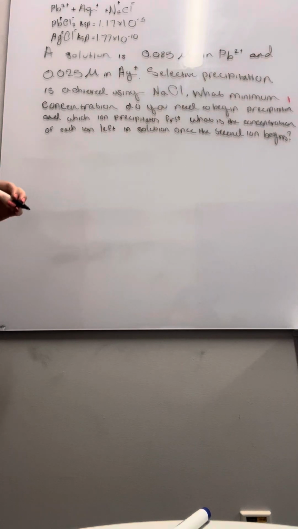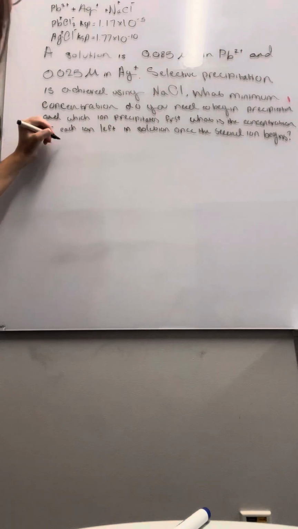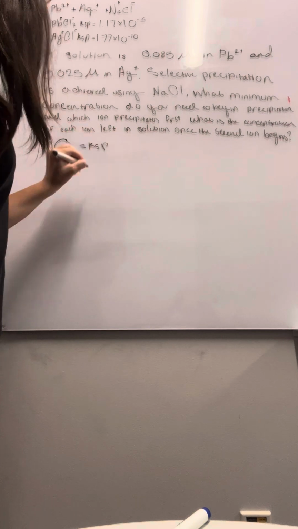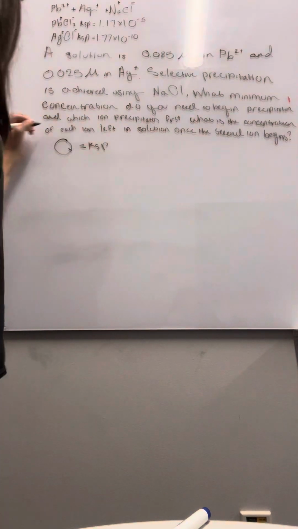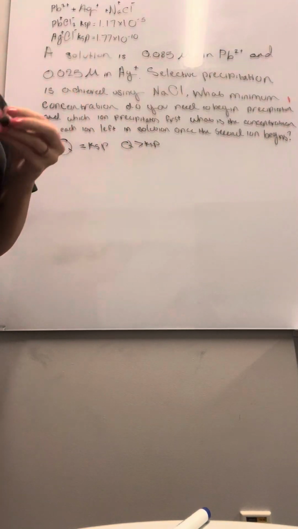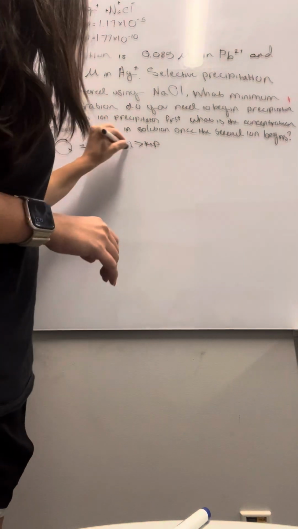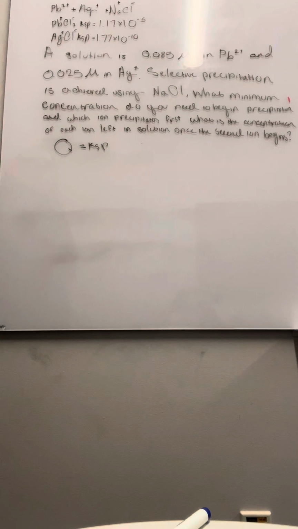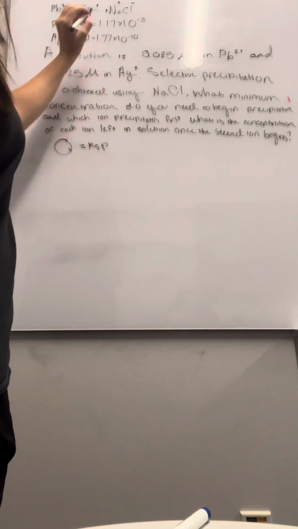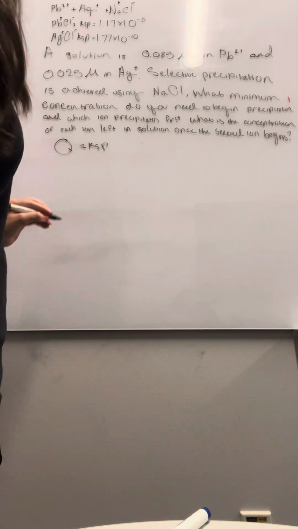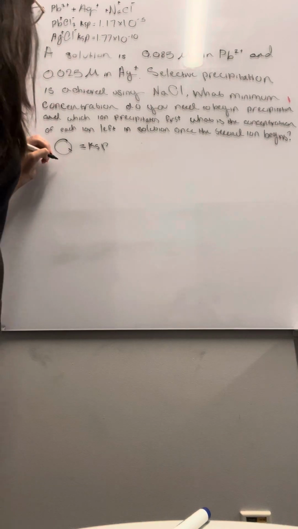To figure out which one is going to precipitate first, we need to first know how it precipitates. Whenever Q is equal to the KSP, that's when it'll begin to precipitate. Whenever Q is greater than KSP, it is definitely precipitating. But we're just going to pay attention to when it equals KSP. We already know the KSPs up here, so we're just going to write both of these and figure out the Q.